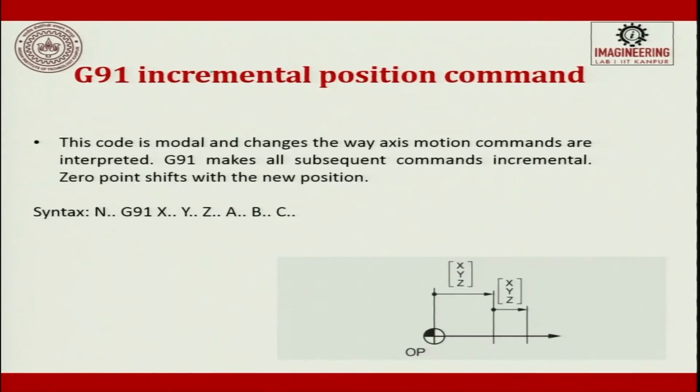When we talk about increment, it is modal and changes the way axis motion commands are interpreted. G91 makes all subsequent commands incremental, with a floating zero that shifts with the new position. So, this will be written like this. There is no difference, syntax will be almost the same. This is for X, comma Y, comma Z. If you want to define A, comma B, comma Z, it will be like this. This is G90, this is G91. So, everything is with respect to this point, you go here, and then with respect to this point, you go to the next point. So, every point where you stop becomes a floating zero point.